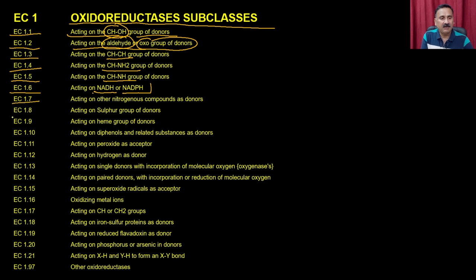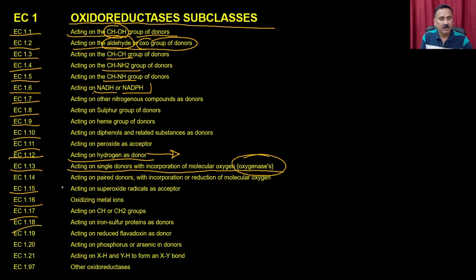Then we have EC 1.7, 1.8, 1.9, 1.10, 1.11, and all these are different types of enzymes which are part of these particular mechanisms, acting on different types of substrates. Then we have EC 1.12, which acts on hydrogen as a donor, right? And then EC 1.13, which acts on a single donor with incorporation of molecular oxygen. So these are the oxygenases. Then we have EC 1.15, 1.16, 1.17, 1.18. All these are different subclasses within the oxidoreductase, and they work on different types of substrates or catalyze different types of reactions.